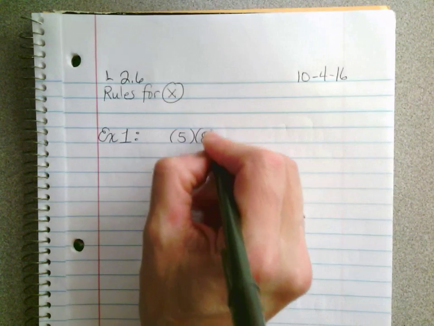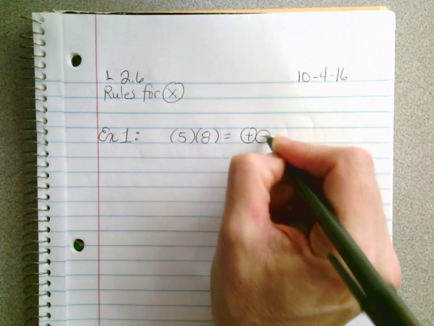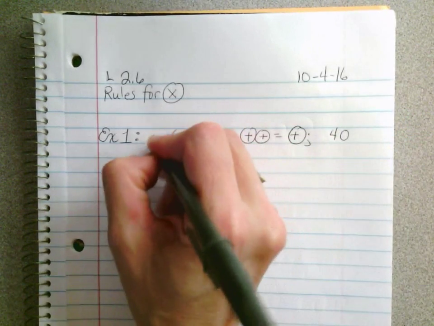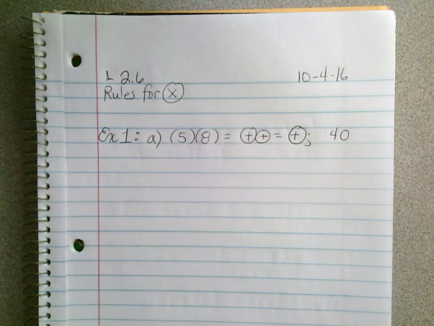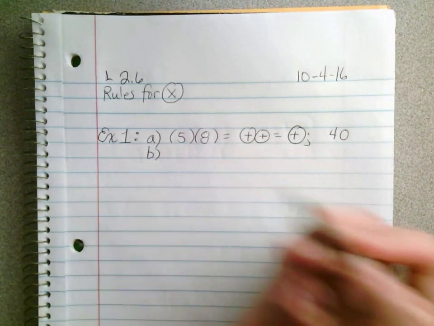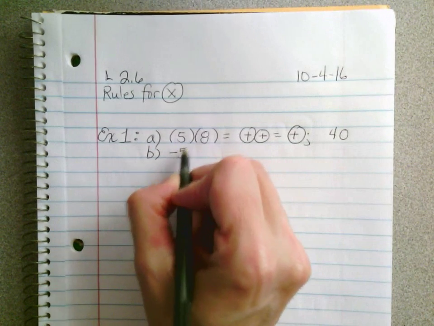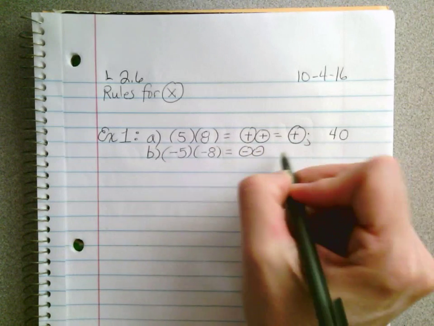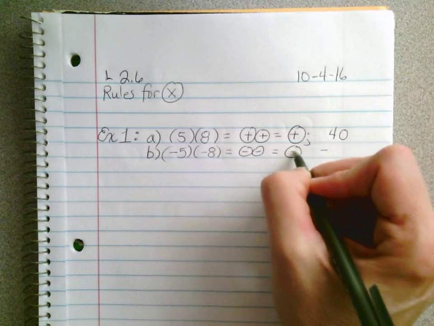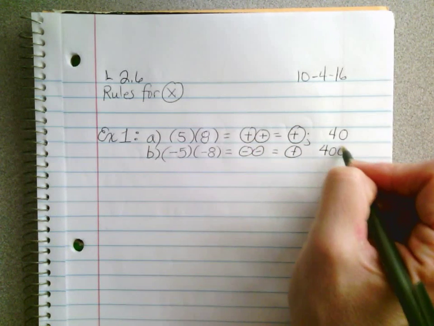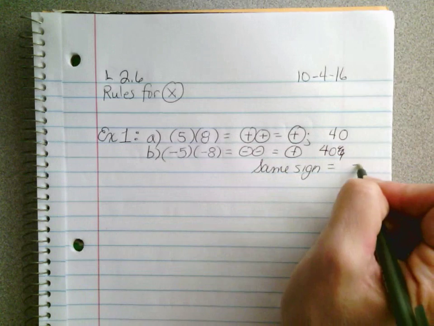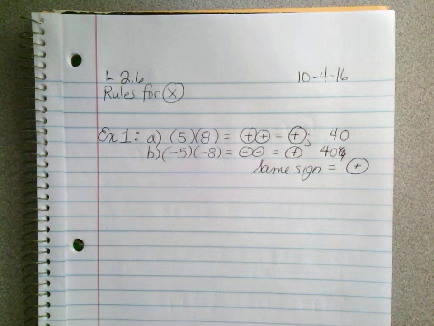a positive times a positive stays positive, right? So you end up with a positive 40. I can say the same thing about a negative times a negative. It becomes a positive. So negative 5 times negative 8, a negative number, I'm sorry, becomes a positive 40. So same sign, positive result. When there are two factors with the same sign, the result is positive.